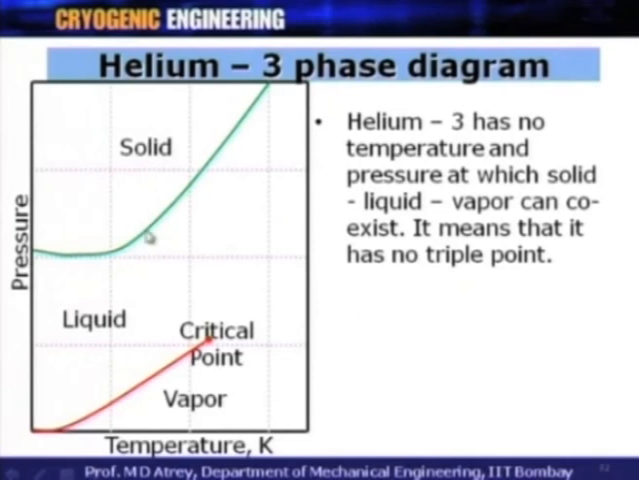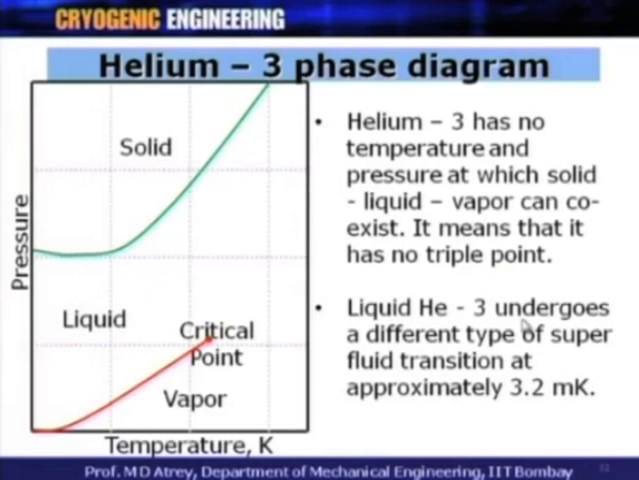This phase diagram looks very similar to that of helium 4, but in helium 4 what we had was liquid helium 1 and liquid helium 2, a phase transformation which is not there in helium 3. There is a transformation of another kind at very low temperature near 0 Kelvin. Liquid helium 3 undergoes a different type of superfluid transition at approximately 3.2 millikelvin. That means very close to 0 Kelvin, it has a different type of superfluid transition.